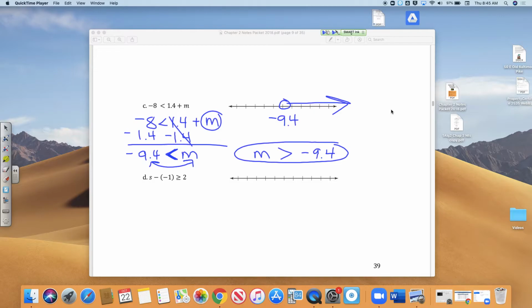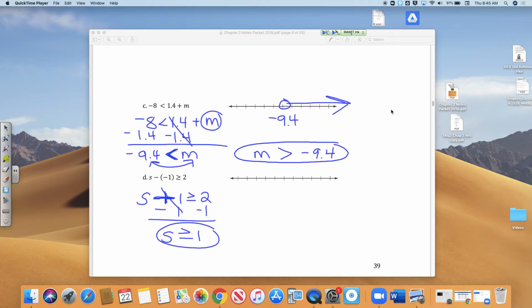And then the last one on this page, I believe, is s minus -1 is greater than or equal to 2. When I have minus a negative, it really turns into a positive. So this is really saying s plus 1 is greater than or equal to 2. Minus a negative really means plus. So the only thing I'd have to do here to solve this is undo plus 1 by subtracting 1. And I'm going to get s is greater than or equal to 1 as my answer.